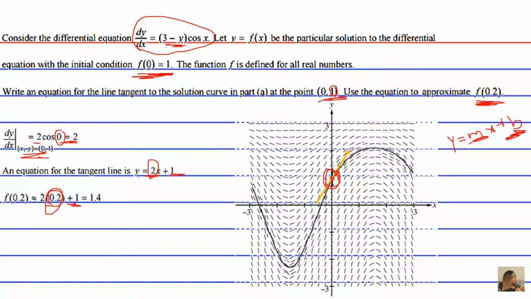So this is pretty straightforward. There are just a few steps involved.